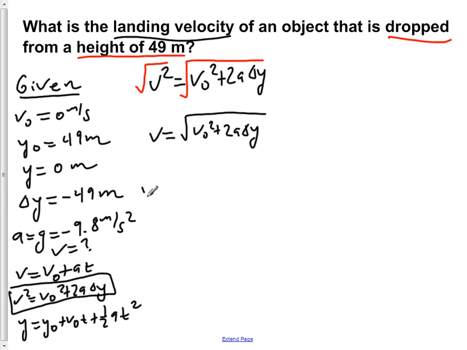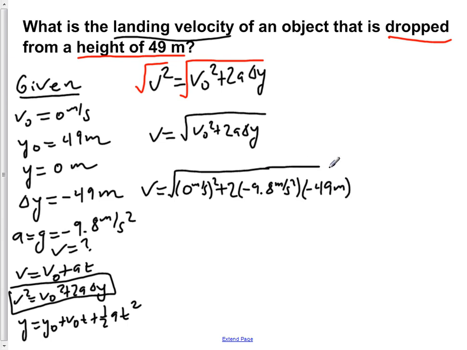Now, if we plug in our givens, we find that our final velocity is the square root of 0 meters per second squared plus 2 times negative 9.8 meters per second squared times negative 49 meters. 0 squared is simply 0, so our square root simply becomes the square root of 2 times negative 9.8 times negative 49, but negative times negative will give us a positive value.